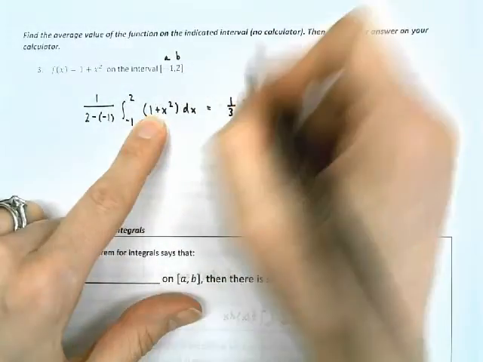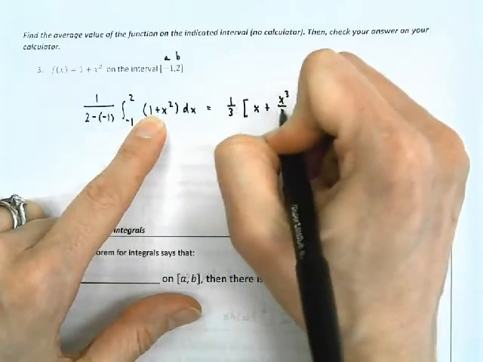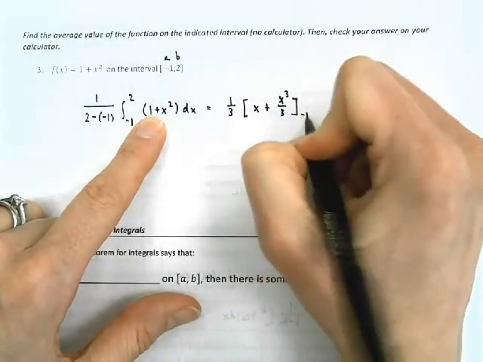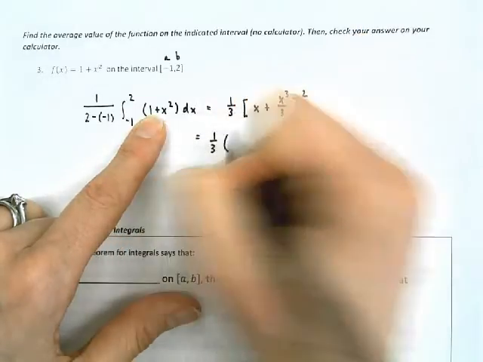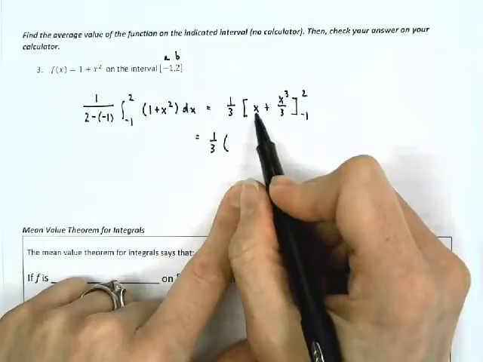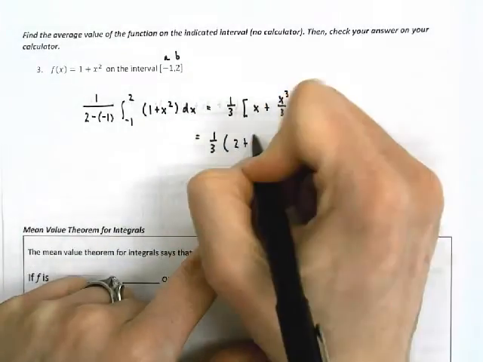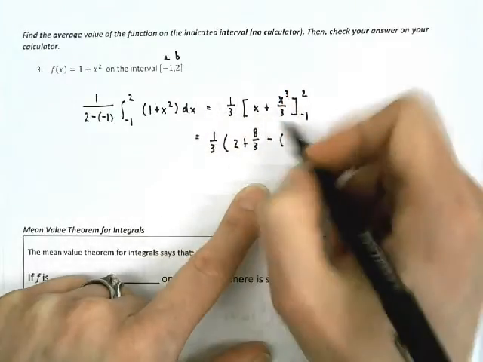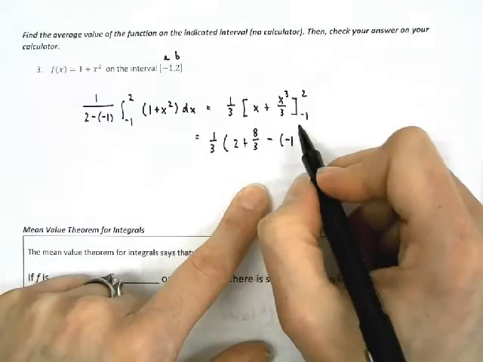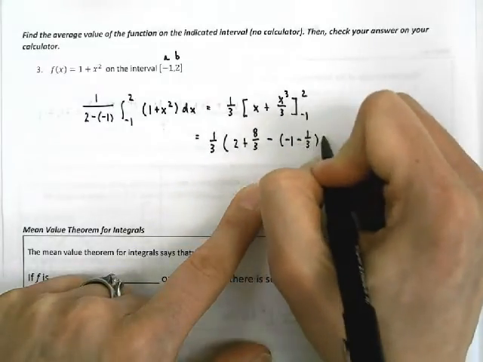Now I'm going to anti-differentiate it. So I have x plus x cubed over 3. And I'm evaluating from negative 1 to 2. So I'm going to leave my 1/3 out front. I'm going to get 2 plus 8/3. And I'm going to subtract negative 1, and this is going to be minus 1/3.